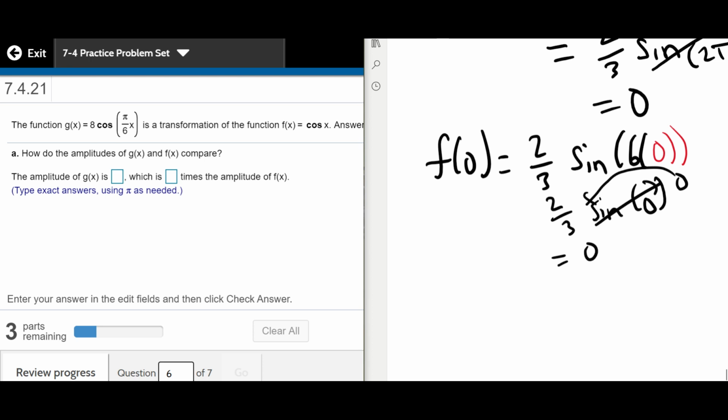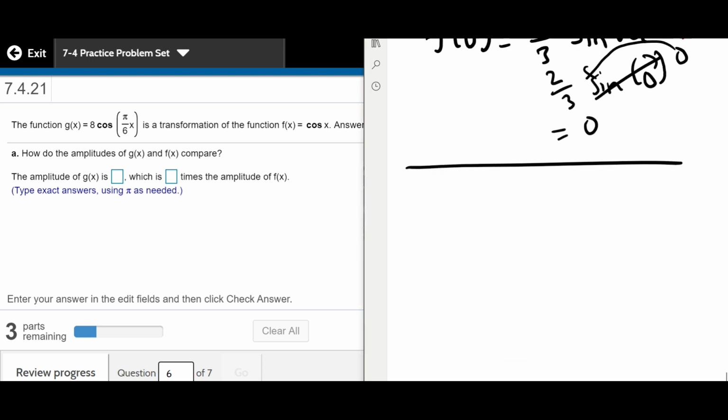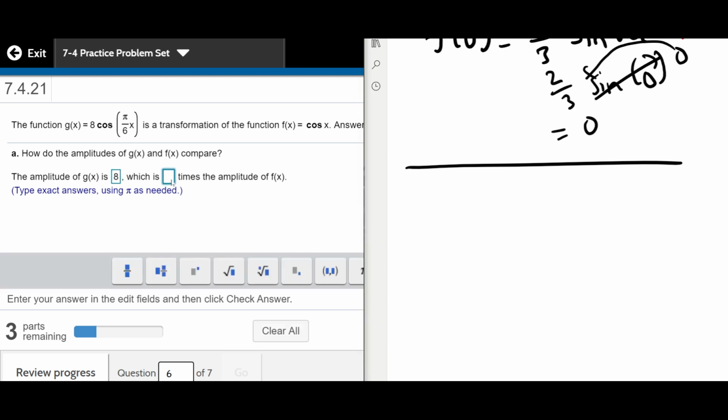Okay, so we got the function. It says they give you two functions, 8 cosine of pi over 6x and then cosine x. So how do the amplitudes compare? Well, we know that the amplitude of g of x is 8 because of that number, right? So the amplitude of g is 8. And the amplitude of cosine, there's an invisible 1 there in front of the cosine. So therefore, we're just going to say it's 1. All right, so if the amplitude of f of x is 1, that means that the amplitude of g is 8 times bigger than the amplitude of f.